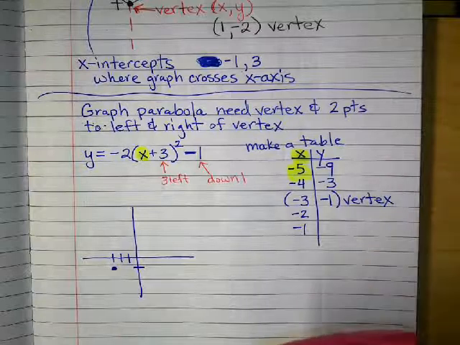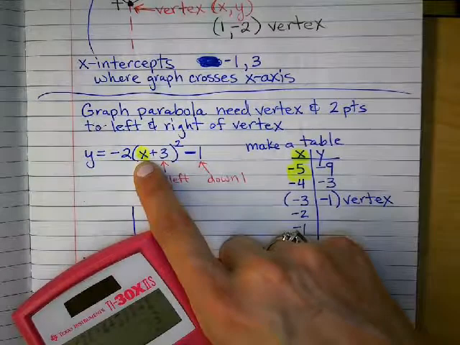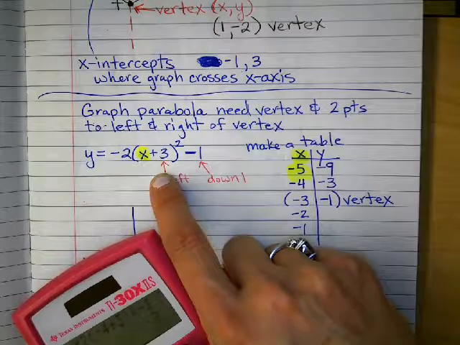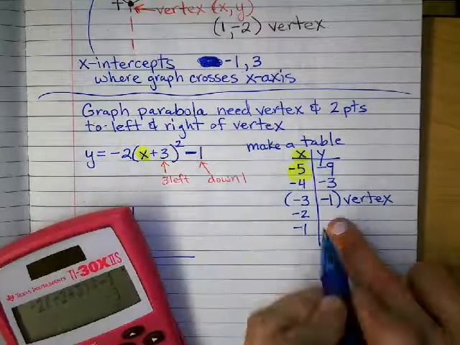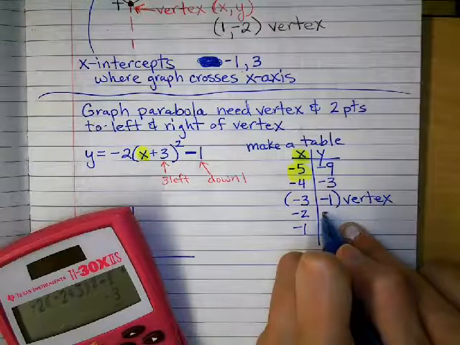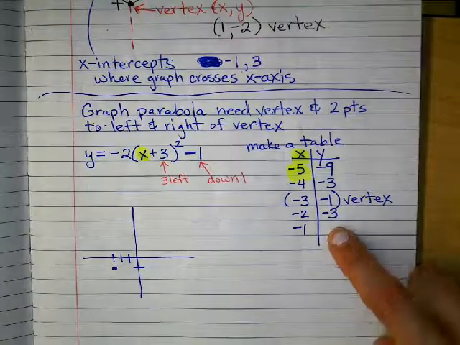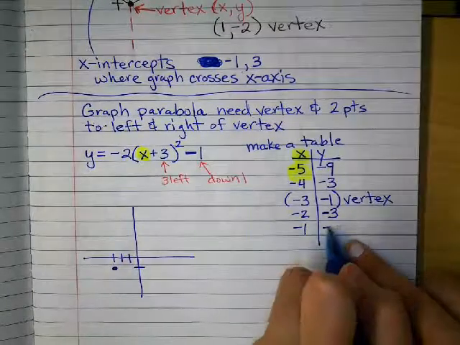So you type -2 parentheses, -2 plus 3 squared minus 1. So try it again. For -2, what'd you get? Good job, it's -3. And then you try -1 in there. Yep, you should get -9. Now you got to graph these.